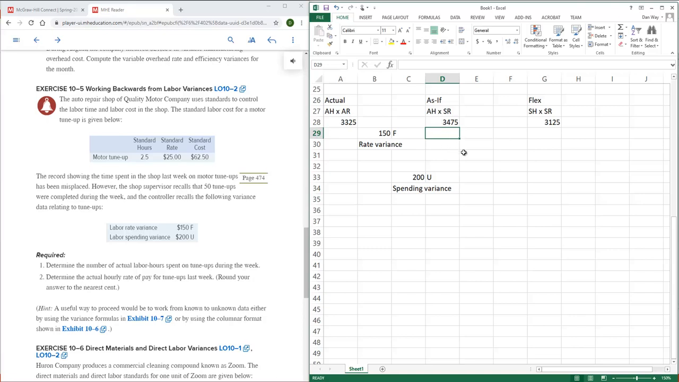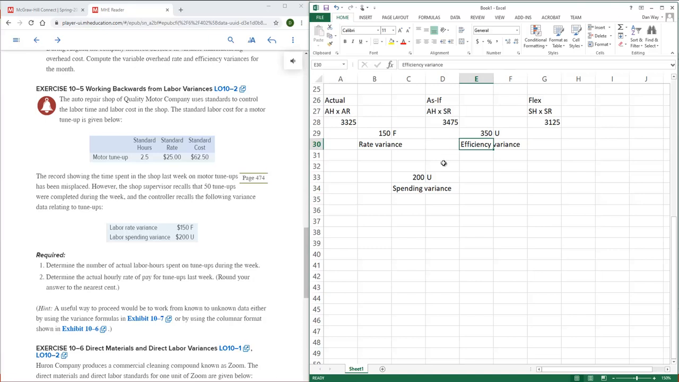Now, though it didn't ask specifically for this, I do want to go ahead and determine what the efficiency variance must have been, given that we've now backed into our as-if budget amount. So if I subtract the 3,125 in the flex from the 3,475 as-if, we know our efficiency variance is $350. Since the as-if is greater than the flex, that's got to be an unfavorable efficiency variance.